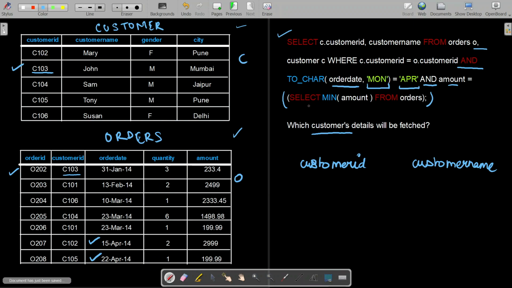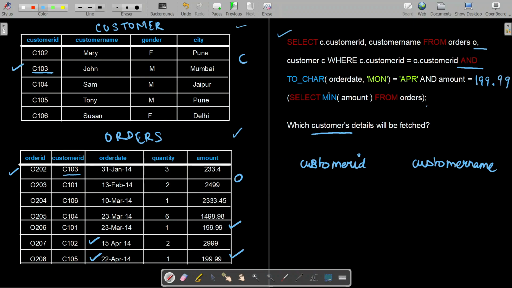So let's see what is the result of this particular query. It says select minimum amount from orders. So here we have our orders table and here we can see the amount values. So the minimum amount here is 199.99. There are two rows which have the minimum as their amount. So the amount that we get as the result of our subquery is 199.99.